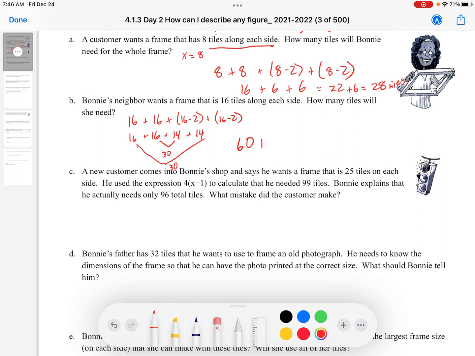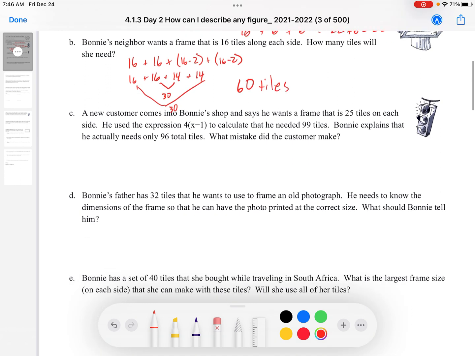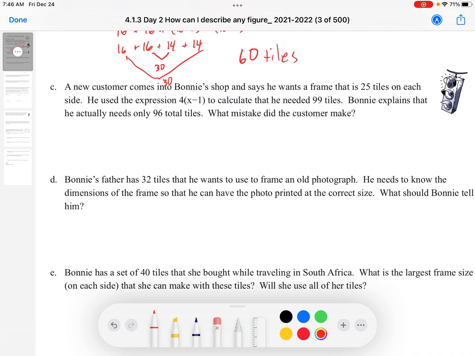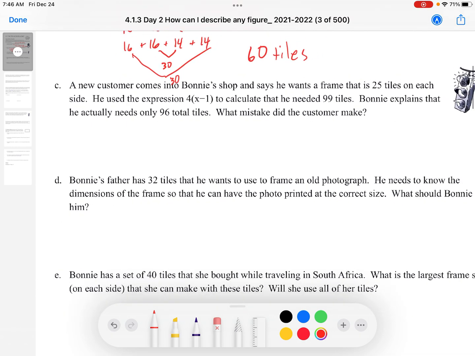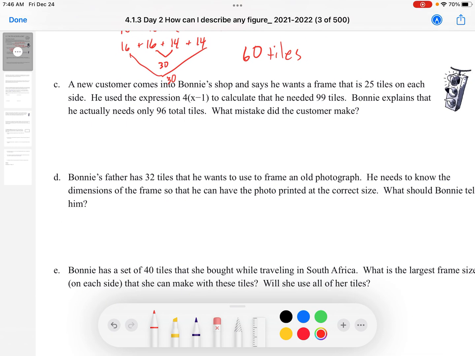60 tiles. All right. A new customer comes into Bonnie's shop and says he wants a frame that's 25 tiles on each side. He used the expression 4, parentheses, x minus 1, to calculate that he needs 99 tiles. Bonnie explains that he actually only needs 96 total tiles. What mistake did this customer make?